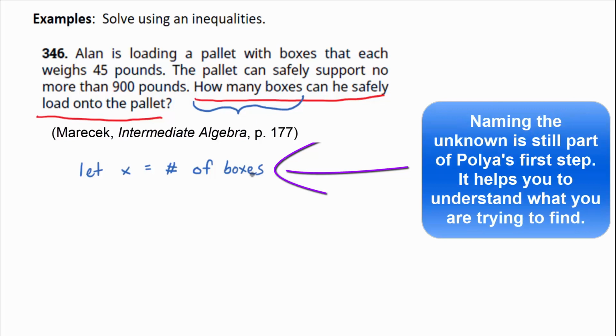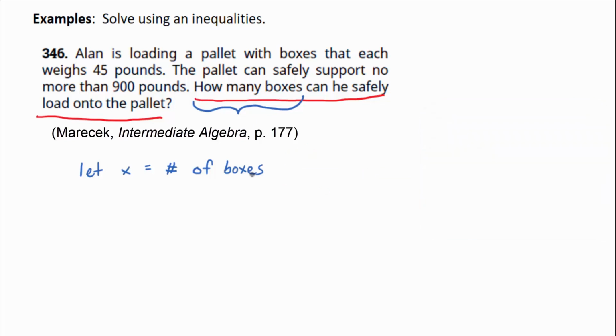So we're really interested in the total weight, right? How much does one box weigh? 45 pounds. How much do 2 boxes weigh? 90 pounds. How much do 10 boxes weigh? Multiply by 10, 450, right? How much do x boxes weigh?